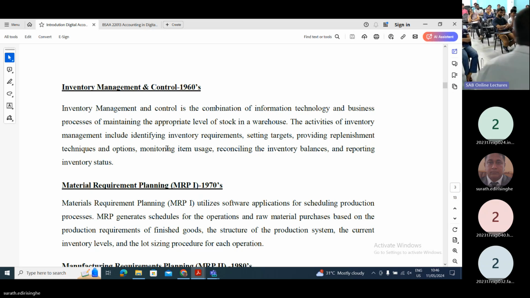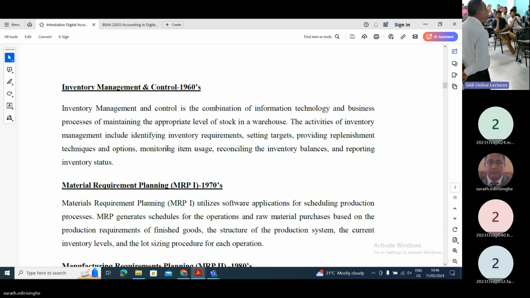Inventory management and control is the combination of information technology and business process, developed by the accounting people and IT people because they know their requirement. Information technology and business process. So, maintaining the appropriate level of stock in their warehouse. Understood? Stock level in the area.